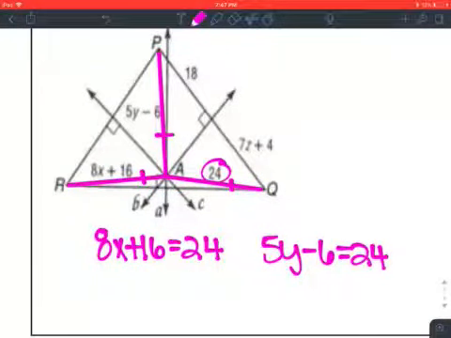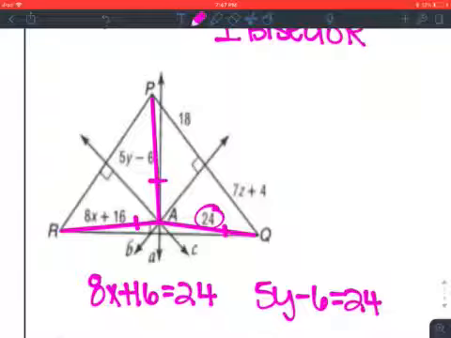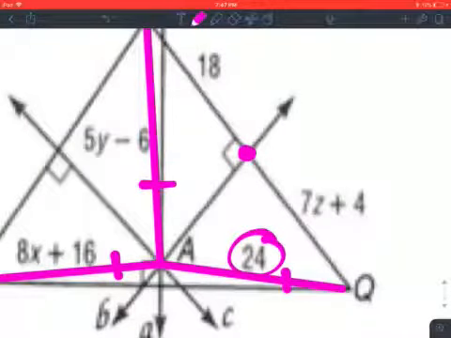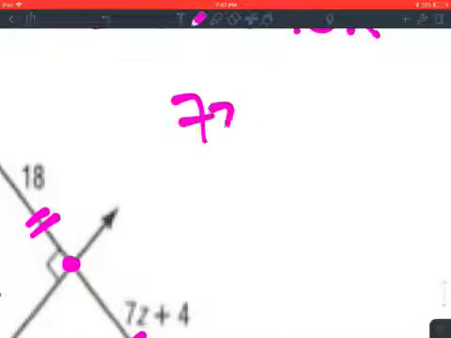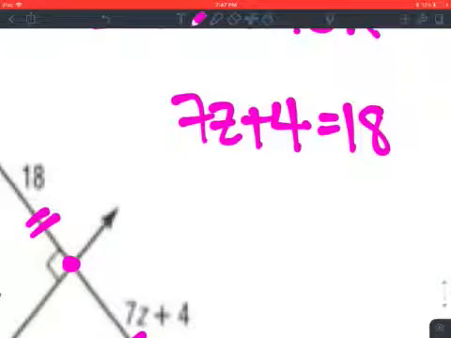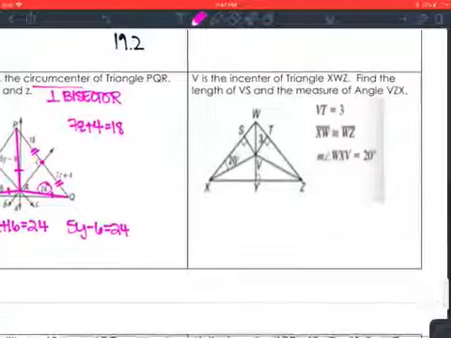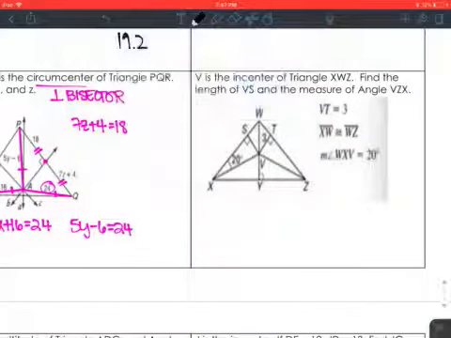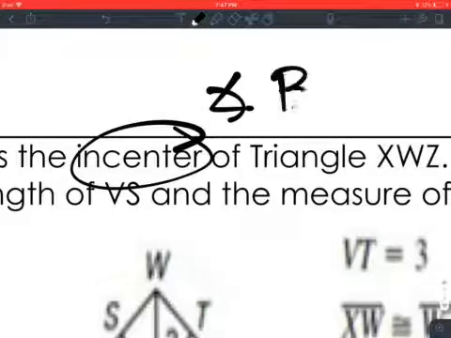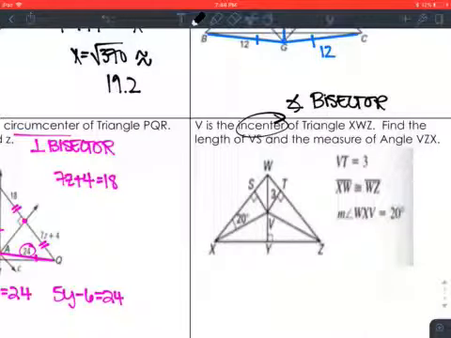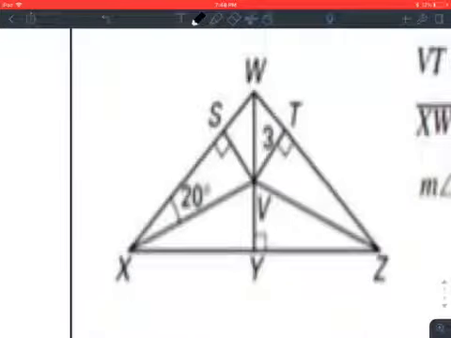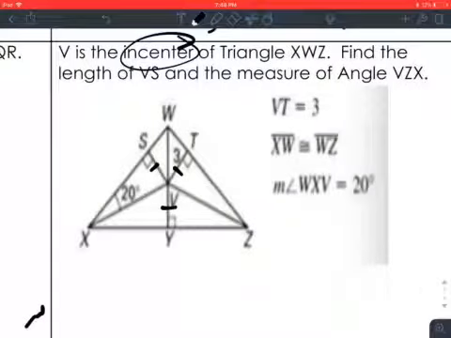Now, for our z, it's a little bit different. And what we know about the bisector part of perpendicular bisectors is it has to pass through the midpoint, which means that these 2 segments right here are congruent. So to find z, you're going to do 7z plus 4 is equal to 18, and then you can solve. Now, our last one, once again, we're dealing with incenters, which deals with angle bisectors. And what we know about the incenter, once again, is that from the incenter to the sides are all congruent. So these 3 segments right here are congruent. Now, what we're trying to find is this angle VZX.